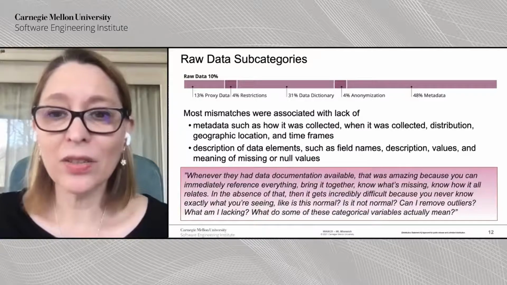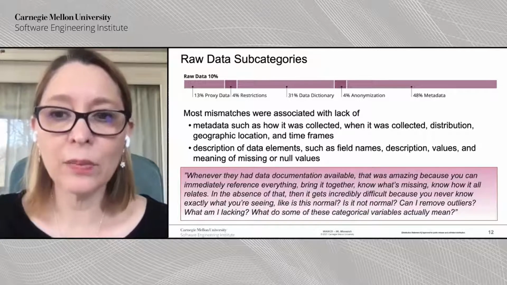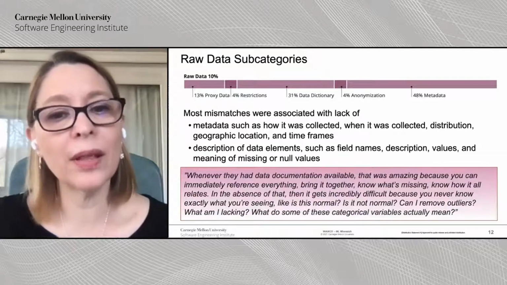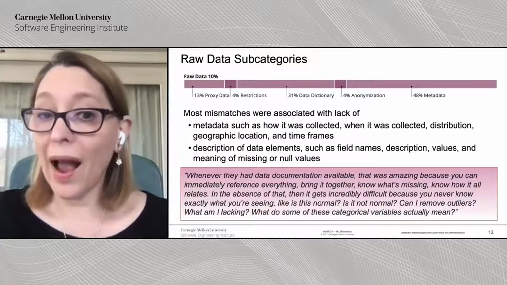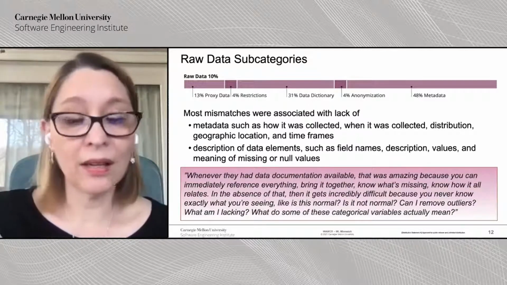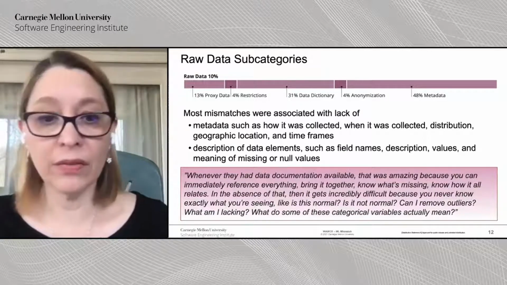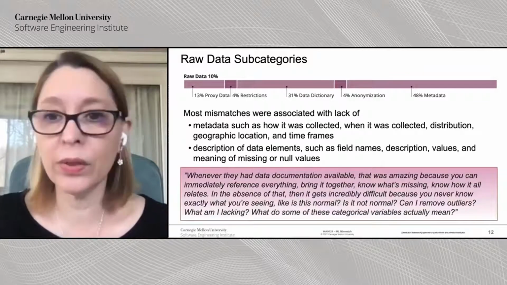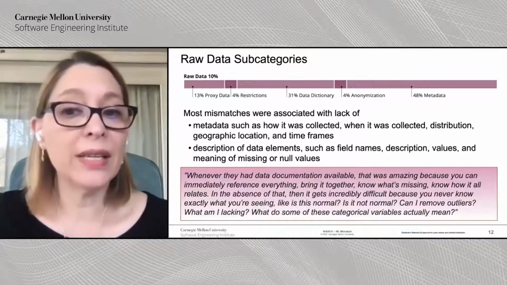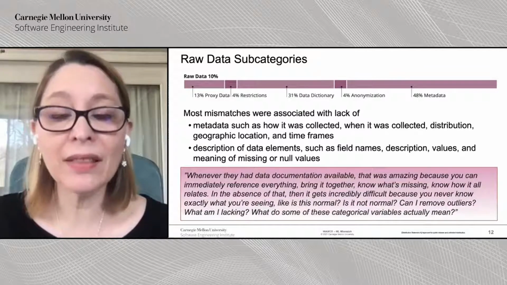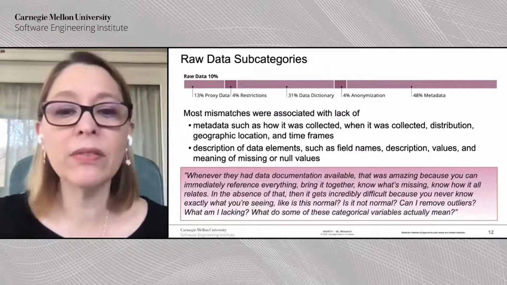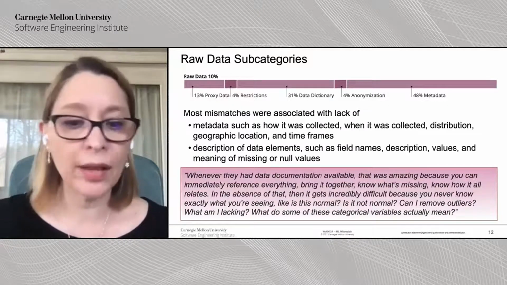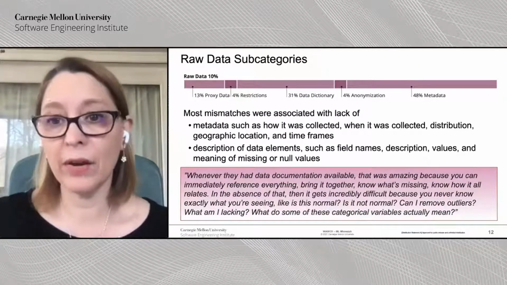But the data scientists also said that a lot of the problems were caused by lack of metadata, not only the syntax, but more like the semantics. How was the data collected? When was it collected? What is the distribution of this data? What is the geographic location if that is important? What were the time frames? Was there any seasonality effect in the data? So having that information, the metadata, was even more important than having a data dictionary to know what are the outliers, what are you lacking, what do the variables mean, etc.